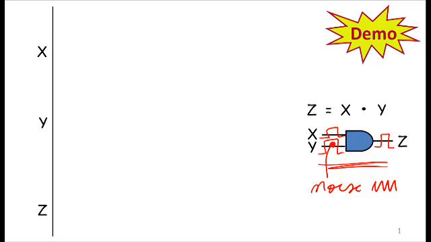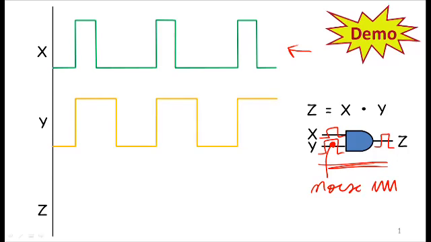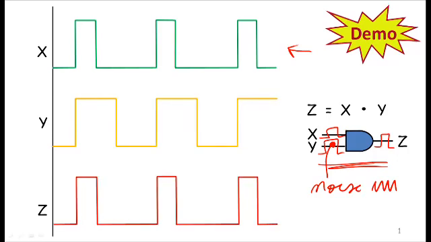So let's take a look. I'm going to apply a signal X that looks as follows. And I'm going to apply a signal Y that looks a little bit different, like so. And so you would expect that the output Z is going to look like this. So my output is going to be an ANDing of the two inputs.